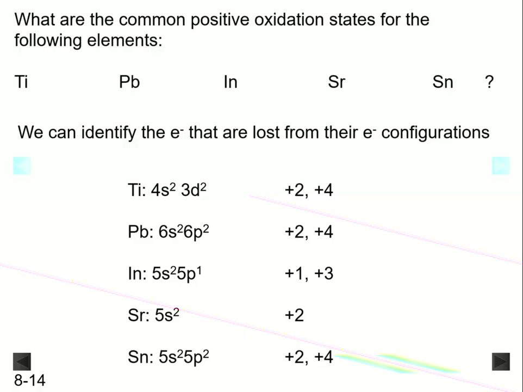And finally, for tin, we have a 5s2, 5p2. It's right next to indium in the periodic table, and it can lose its 2 p electrons to form a +2, and it can lose the 2 p's and the 2 s's to form a +4. These are the common oxidation states for these elements.